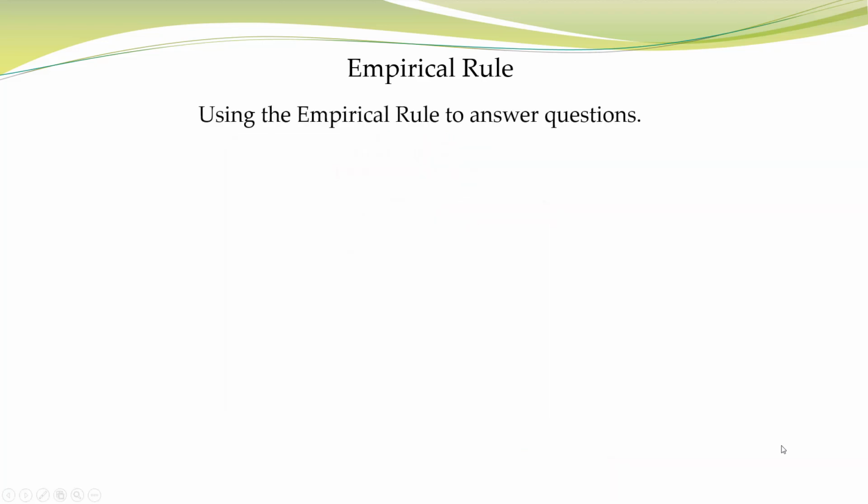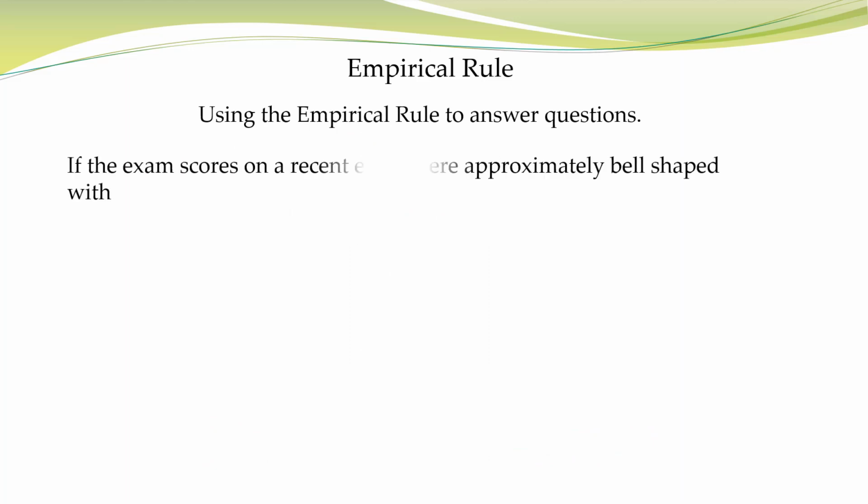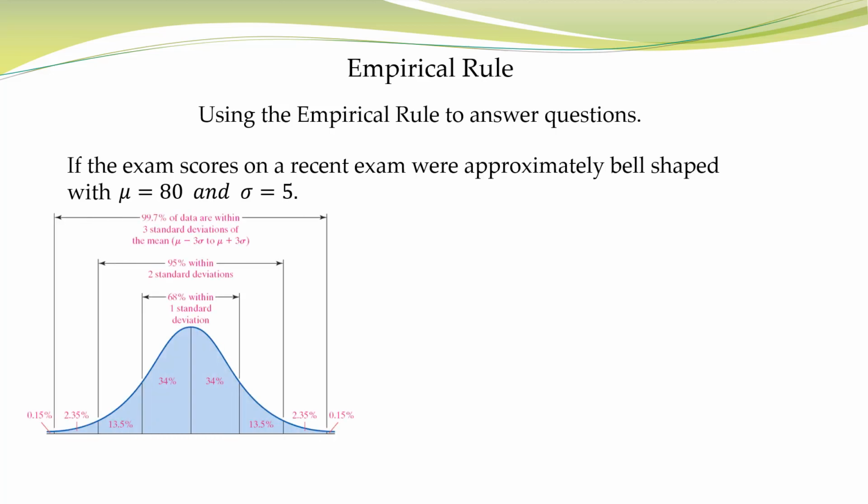Now, how can we use the empirical rule to answer questions? If the exam scores on a recent exam were approximately bell-shaped with a mean of 80 and a standard deviation of 5, well, you draw your bell-shaped curve. The mean would be in the center, so 80 would be in the center. You go 1, 2, 3 standard deviations to the right, 3 standard deviations to the left. So now you have 80, 85, 90, 95 to the right, 80, 75, 70, 65 to the left.